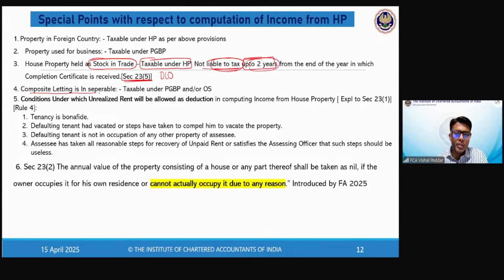Next special point, composite letting, which is inseparable. We already discussed it will not be covered under HP. It will go to PGBP or other sources.